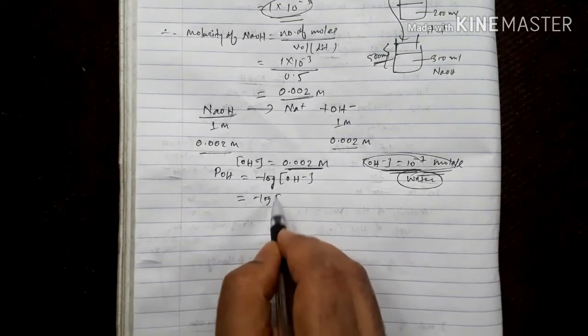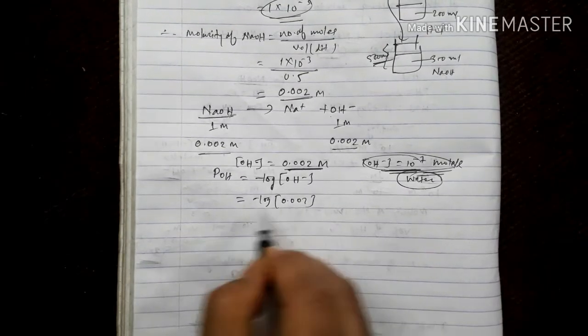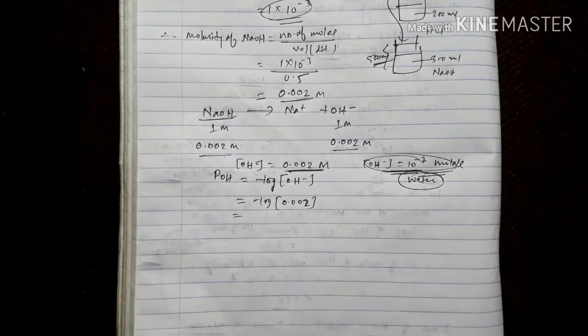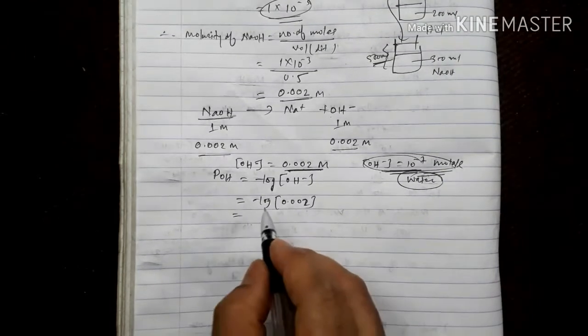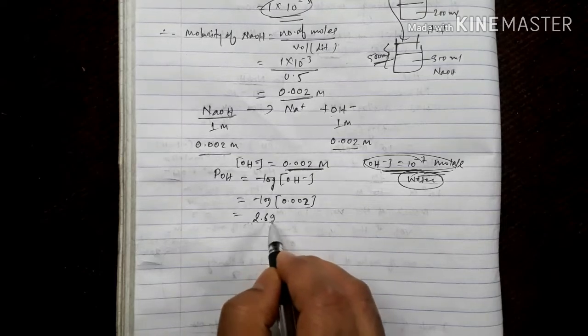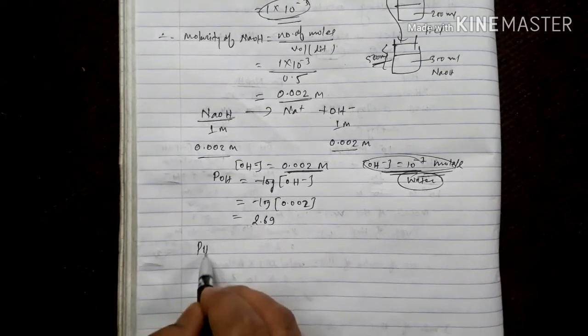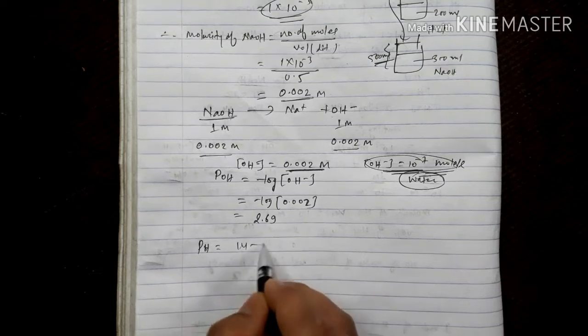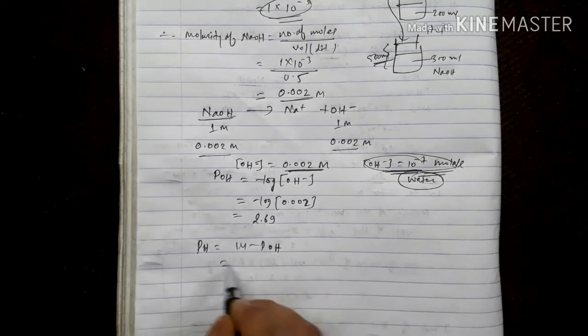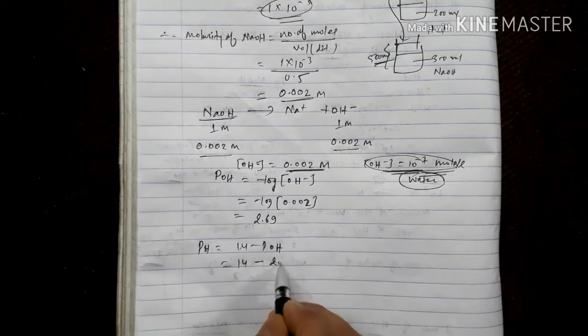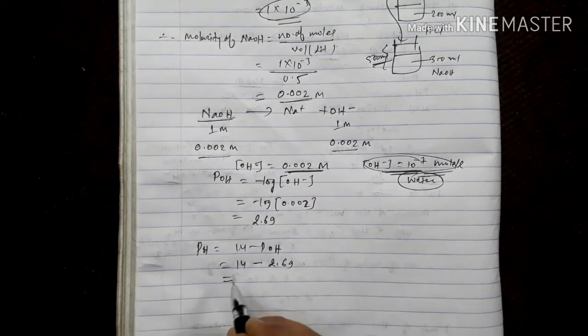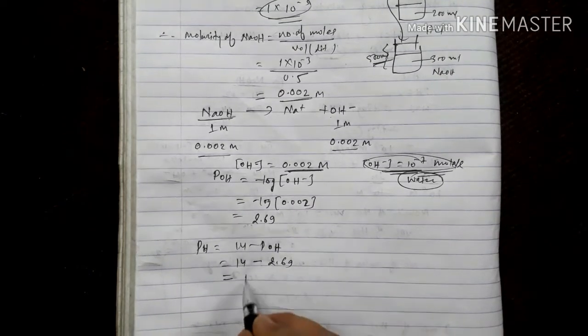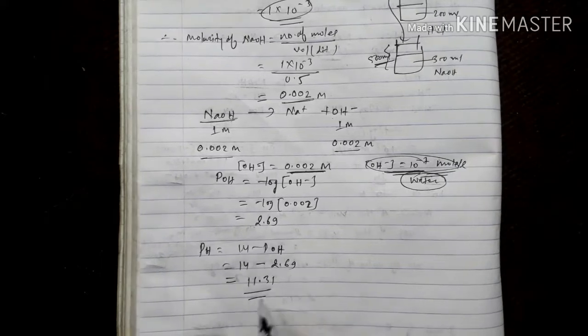Therefore, pOH will be negative log of hydroxide ion concentration. Minus log 0.002, the value will be 2.69. Therefore pH is 14 minus pOH, 14 minus 2.69, the value will be 11.31.